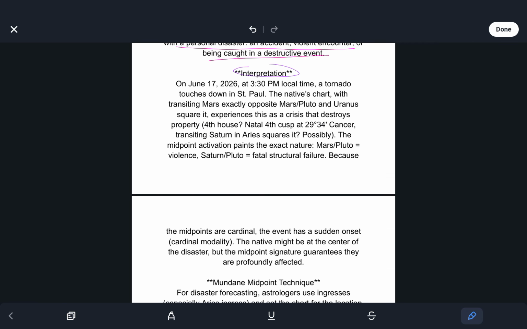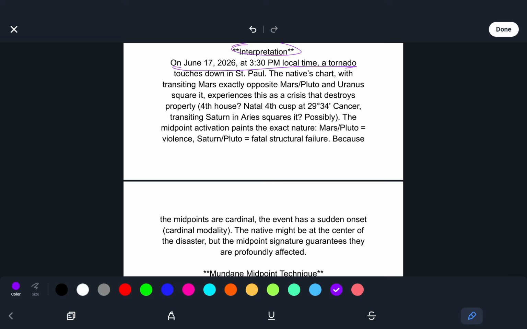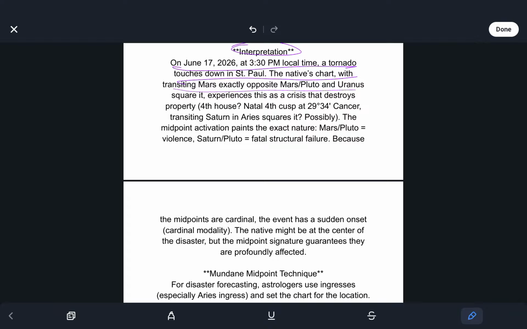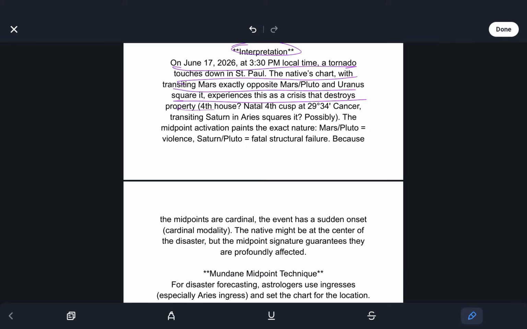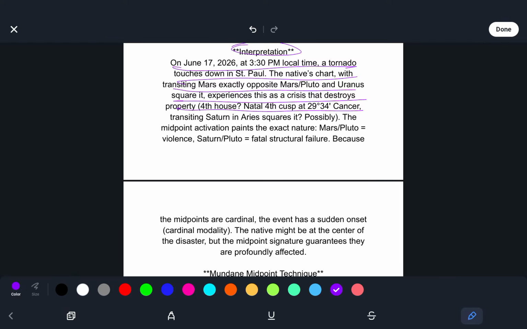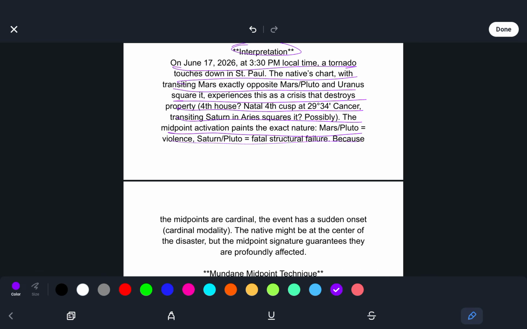And here's the interpretation. So on June 17th at 3:30 p.m. local time, a tornado touches down at St. Paul. The native's chart, with transiting Mars exactly opposite Mars, Pluto, and Uranus square it, experiences this as a crisis that destroys property, the 4th house. Natal 4th cusp at 29 degrees 34 Cancer, transiting Saturn in Aries squares it possibly. The midpoint activation paints the exact nature here.